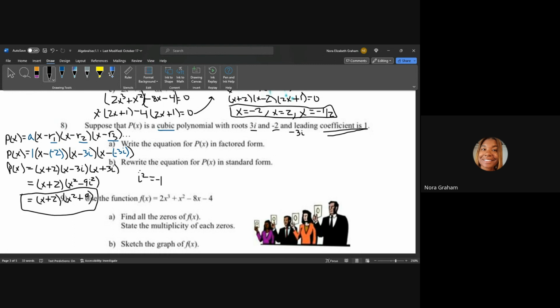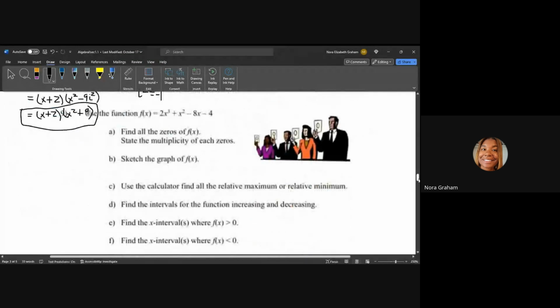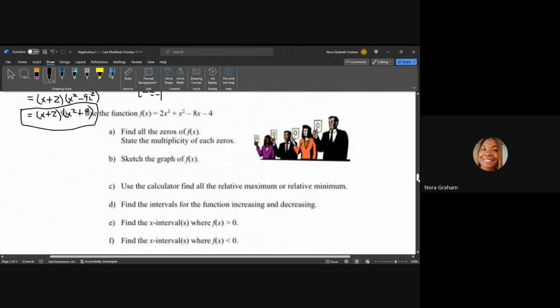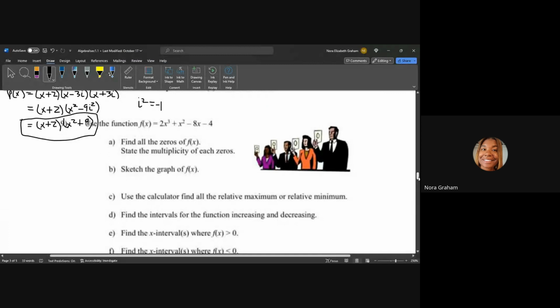Now, if you want to do B and write it in the standard form, all you're going to do is use FOIL and FOIL this out. If you want to see that, leave something in the comments. I'll send you a picture of step-by-step how that happens as well. Also, I'm running out of time. So if you want to see me do number 9 as well, again, leave something in the comments and I can get back to you and show you all the answers and how to work out number 9.